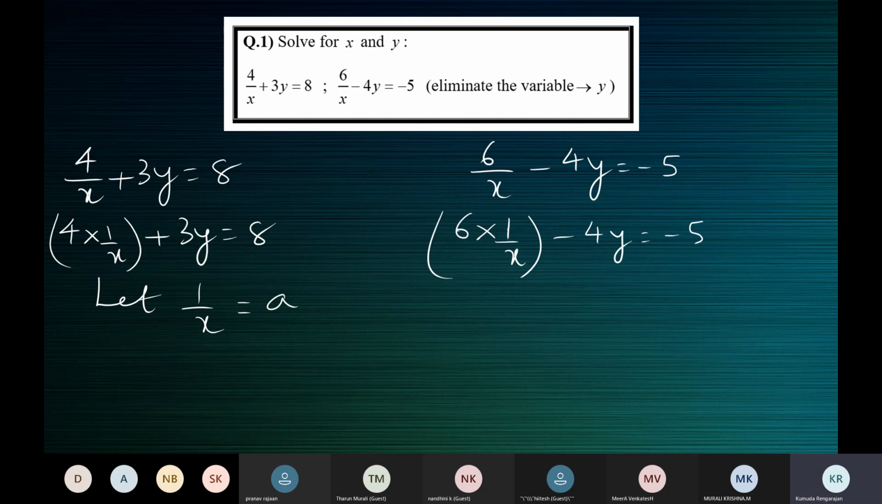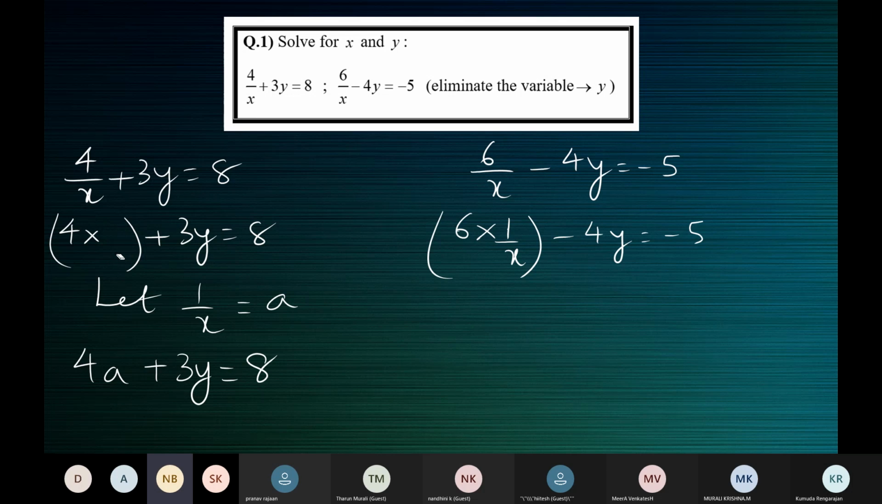Now tell me, children, rewrite the first equation using 1 by x is equal to a. Instead of 1 by x, use a. So what will be the first equation? 4a plus 3y is equal to 8. 4a, because this 1 by x is a. So it's like this.